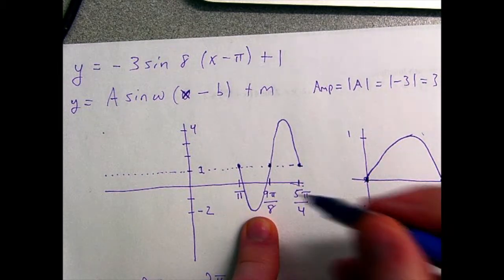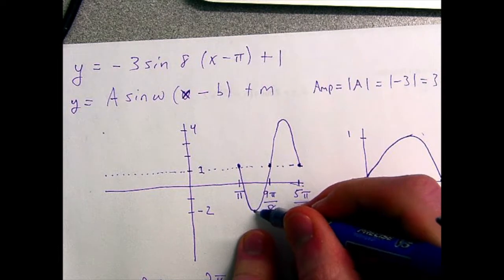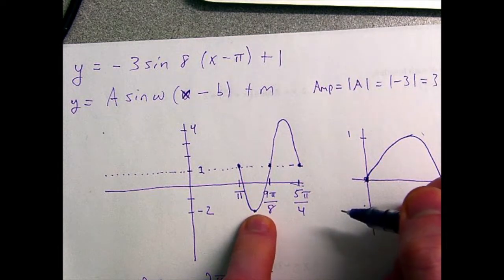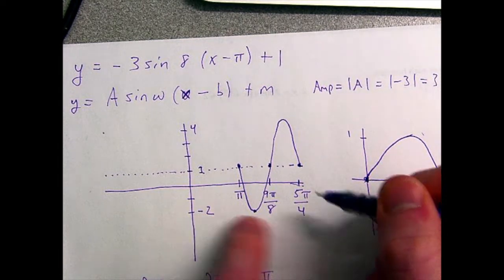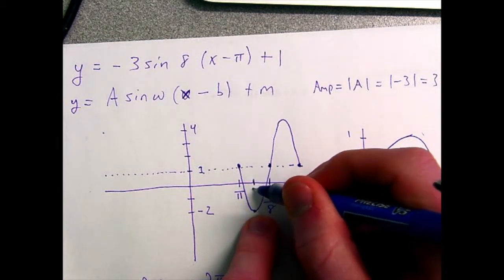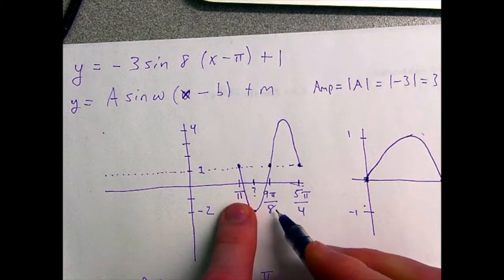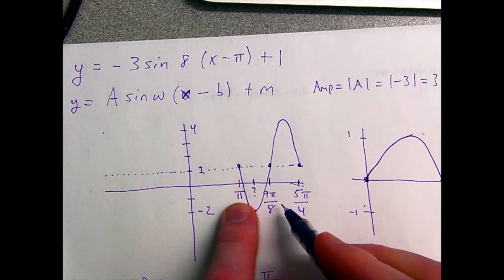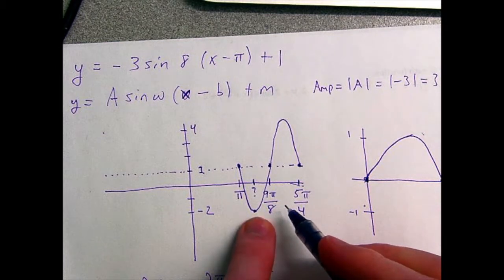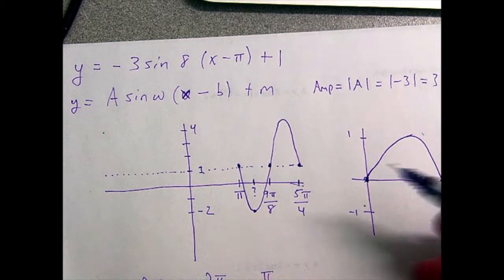If you really wanted to know the coordinates of this point right here, you could find it. Obviously the y-coordinate is -2. As far as the x-coordinate, if you think about it, it's going to be halfway in between these two values. So if you wanted, you could find the coordinates of that point, but I'm not too interested in that.